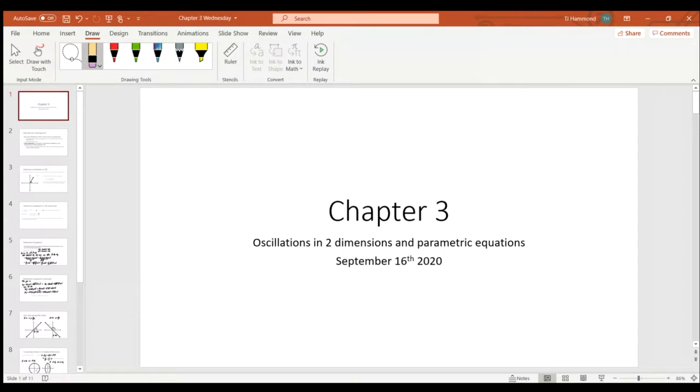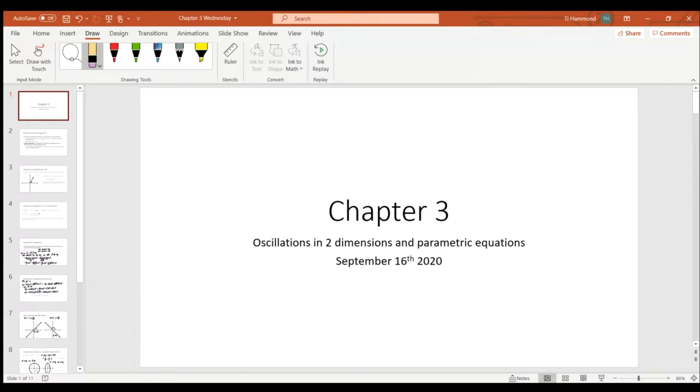Today we'll be reviewing oscillations in two dimensions and how we can make these into parametric equations. On Monday we talked about harmonic oscillations in one dimension, and we reviewed simple harmonic motion and how we can use that for, say, a pendulum swinging or a physical pendulum, or approximations for anything that's near equilibrium position.